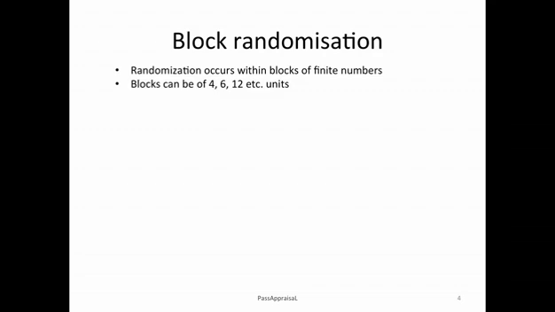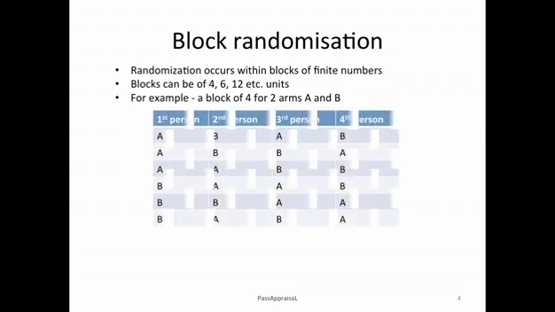This problem can be avoided if we use block randomization instead of simple randomization. Here, the random allocation occurs within blocks of specific size. We can randomize using blocks of 4, blocks of 6, blocks of 12, etc. Let me show you an example of a 4-unit block here. We're going to allocate 24 people, 12 each, to treatment A and treatment B.